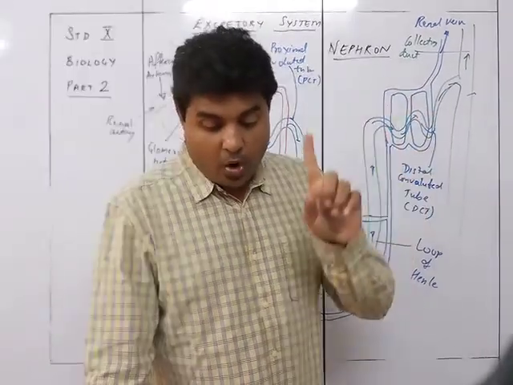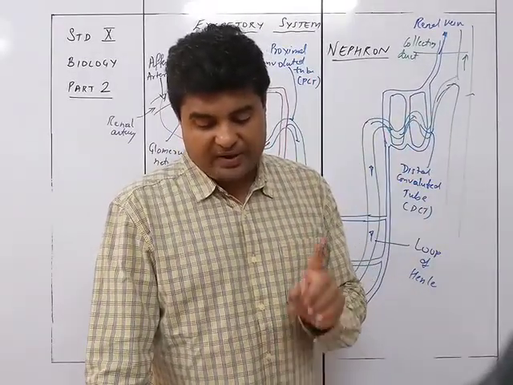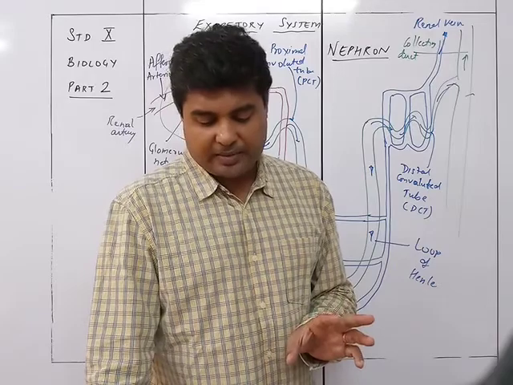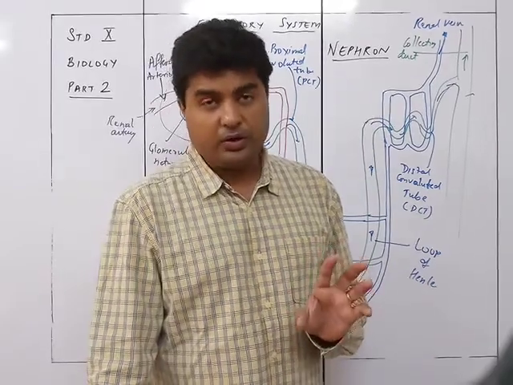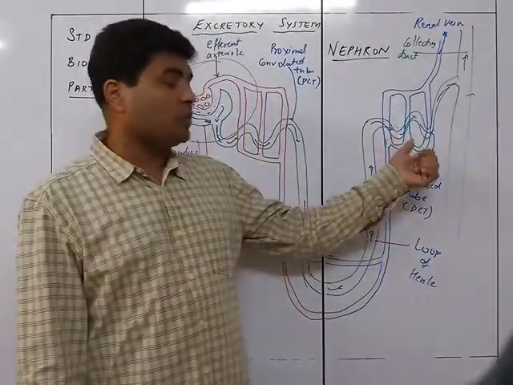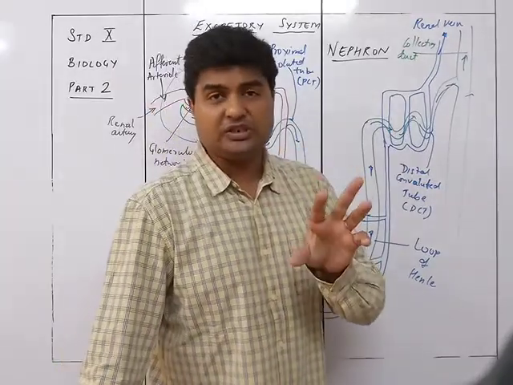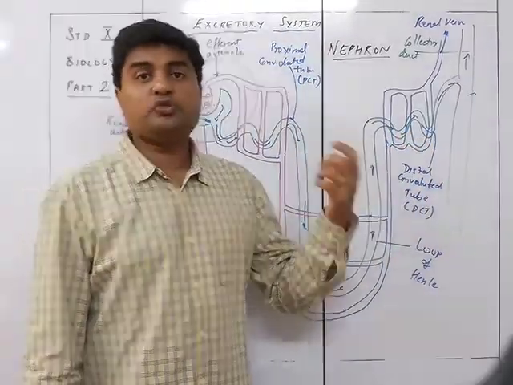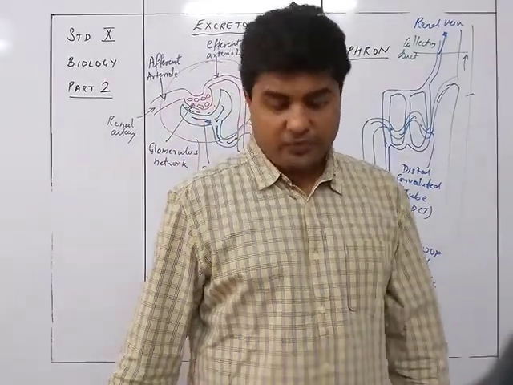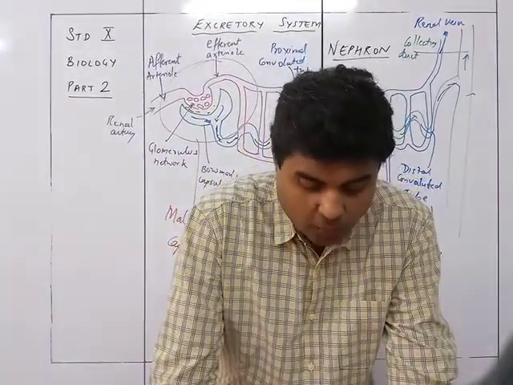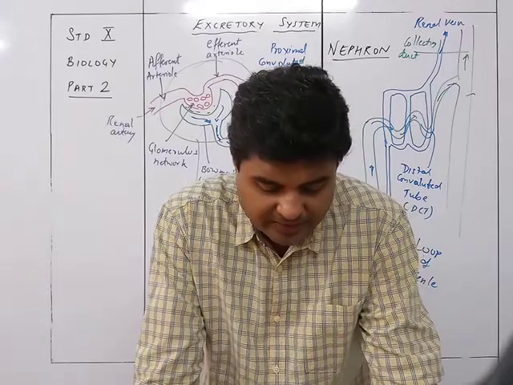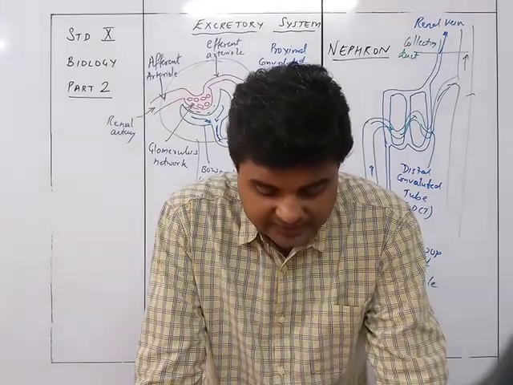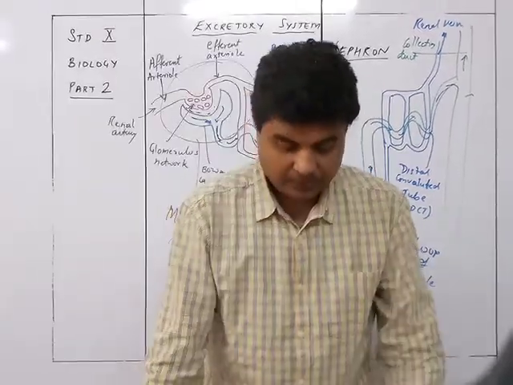And then the walls secrete potassium and foreign chemicals such as penicillin and other drugs into the forming urine. So the walls over here are going to give out some secretions. There will be tubular secretions given out by the walls of the DCT, in the form of urine.